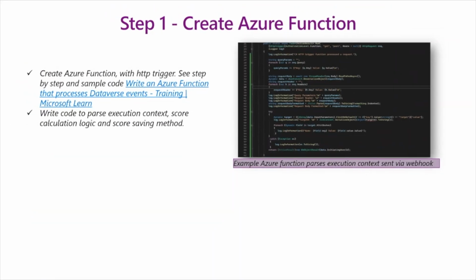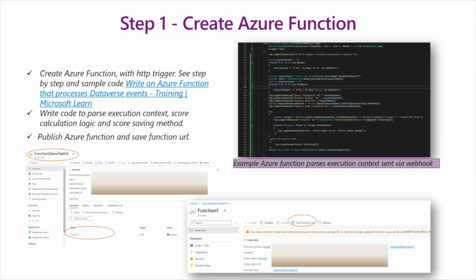Our first step is creating the Azure function. For this, I'm using Azure Development Tools installed in my Visual Studio 2022, and I'm creating a new Azure function project by using the Azure Functions template. Then I'm going to update the function logic to interact with Dataverse data and execute the desired logic. Afterwards, I'll publish the function to the Azure portal and save the function URL for the next step.